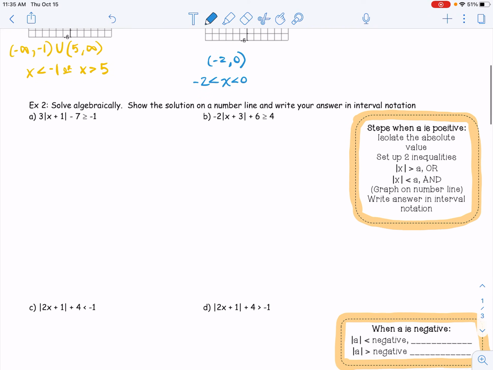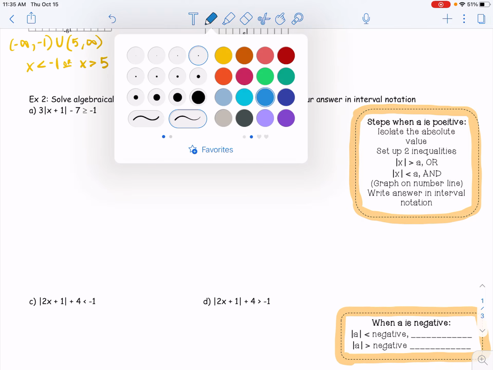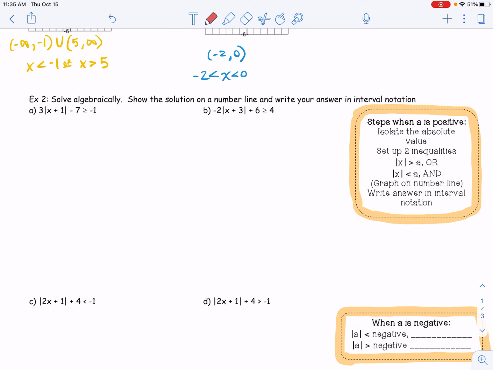Okay, here we go. Just like what we did with the equations, we're going to follow this step-by-step process. Our first step is still isolating the absolute value. The second step is creating two inequalities, just like we set up two equations. And then we're going to actually graph it on a number line to be able to write our answer in interval notation.